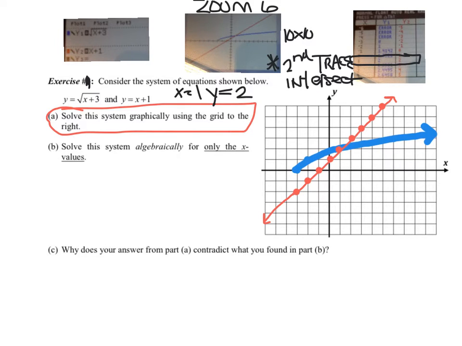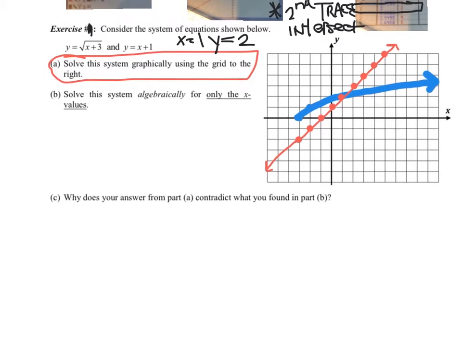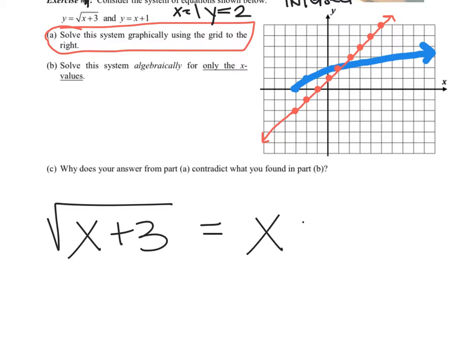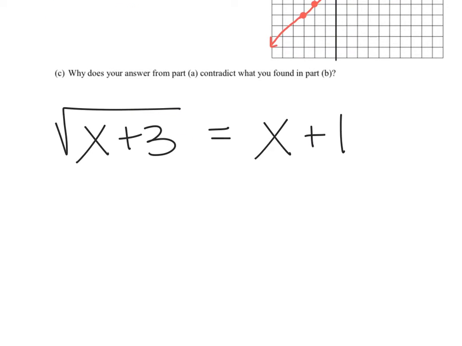Now, part B says, solve the system algebraically for x values only. So now let's get a little taste of that. This is great review for our solving systems here. So I've got radical x plus 3 equals x plus 1. Okay, now why did I set them equal? Well, it says y is equal to this function and y equals this function, so basically I can set them equal to each other. All right, so again, great review in solving a radical equation.